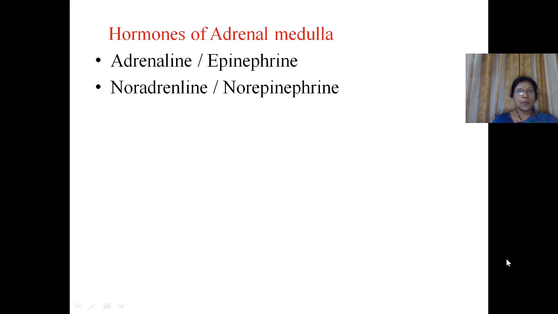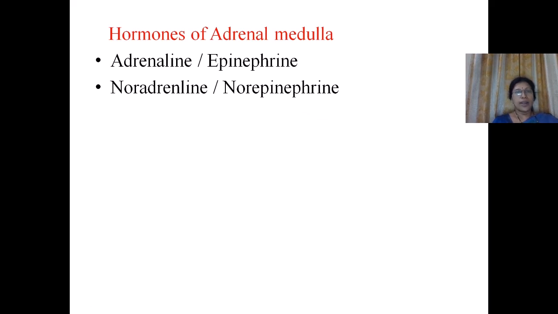The adrenal medulla produces two hormones, namely adrenaline or epinephrine, and noradrenaline or norepinephrine. These two hormones are catecholamines. These hormones are produced during an emergency condition, hence they are called emergency hormones or fight or flight hormones. These hormones are similar in structure except that adrenaline has one additional methyl group compared to noradrenaline in its molecule.